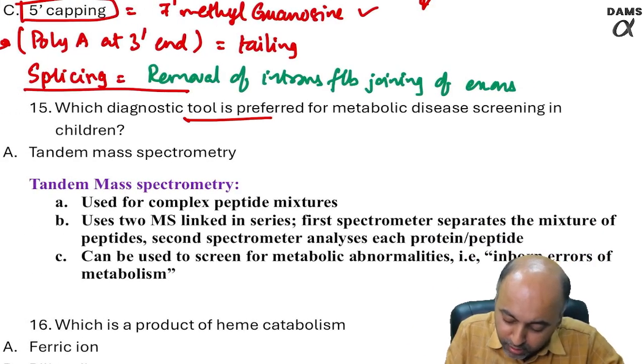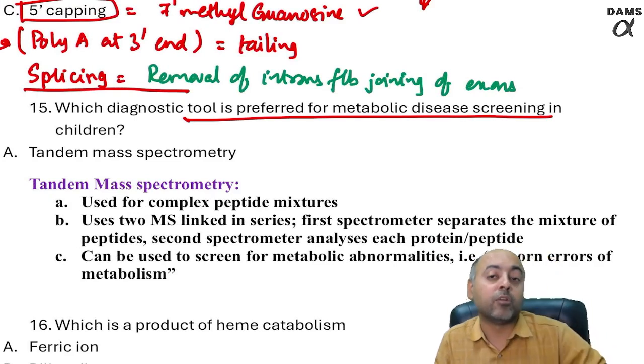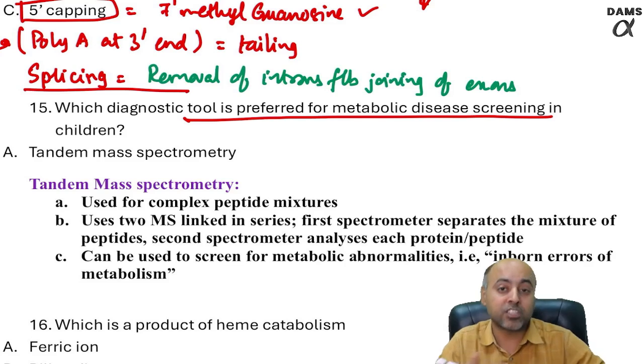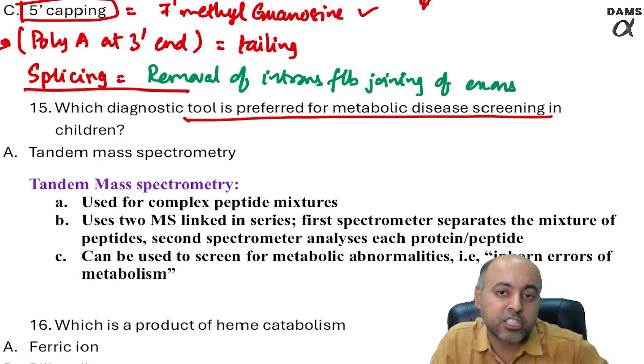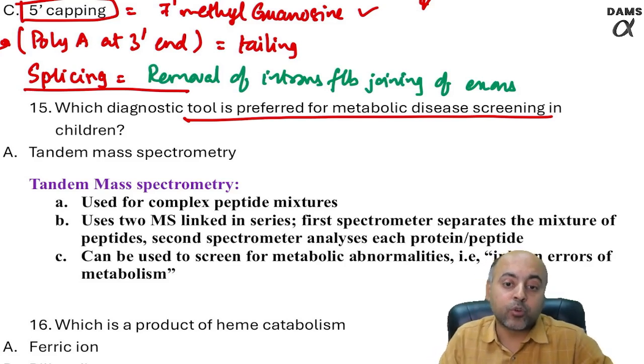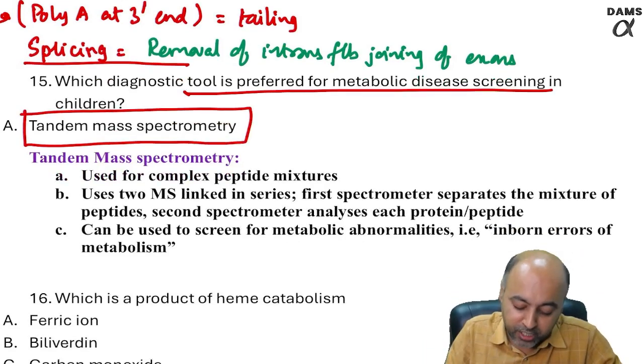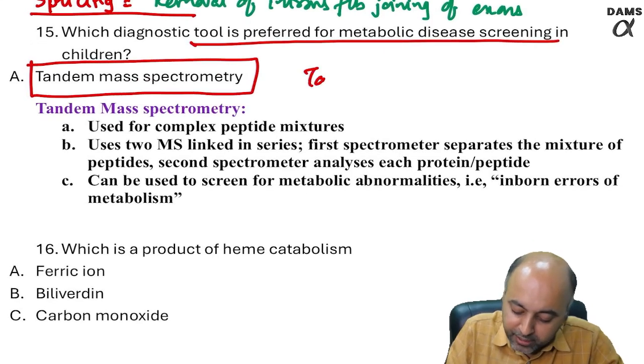Diagnostic tool for the neonatal screening program. Nowadays, a lot of states are rolling out the neonatal screening program. It has been working for a long time in the Western world, but now in our country also some states are rolling it out. So there, the preferred test will be the tandem mass spectrometry. In the question, it will be written as tandem MS.